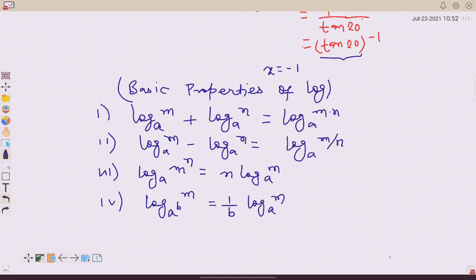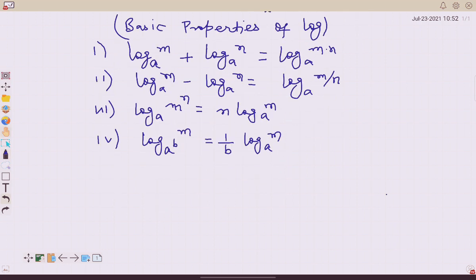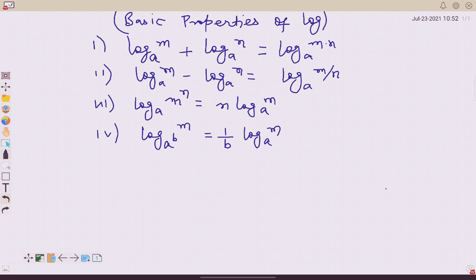Next, we will check how we can find the value of log and how we can find the value of anti-log. I will discuss these two topics in the next video, part 3 of log.